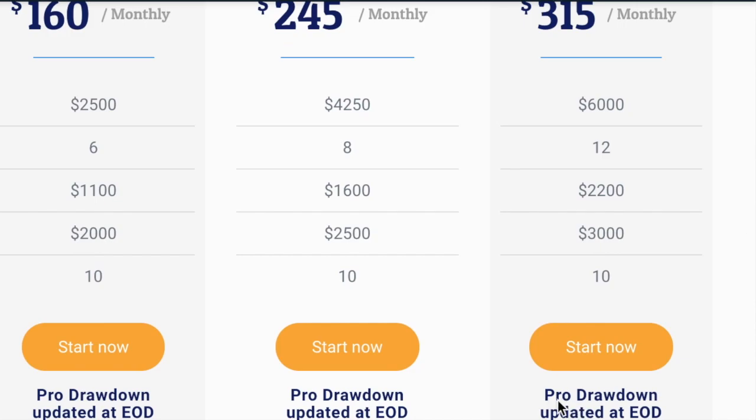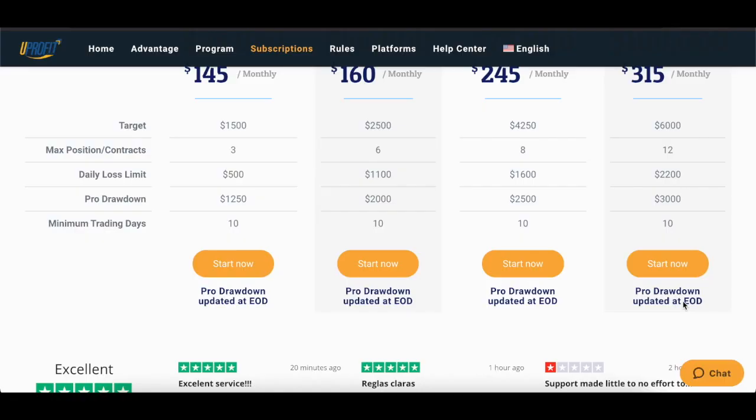Worth mentioning here, pro drawdown, so just your trailing drawdown, think of it that way, is updated at the end of day. So that's also another pro for you guys. If you don't know, some of the programs update their drawdowns as of every trade. So if you're in a trade, let's say you make $1,000 and then lose 500. Well, you're still up 500, but your trailing drawdown was actually pulled up a full $1,000 with some of the other programs. With this one, it's just going to be based on your end of day balance. So if at the end of the day you're up 500, your trailing drawdown will move up 500.